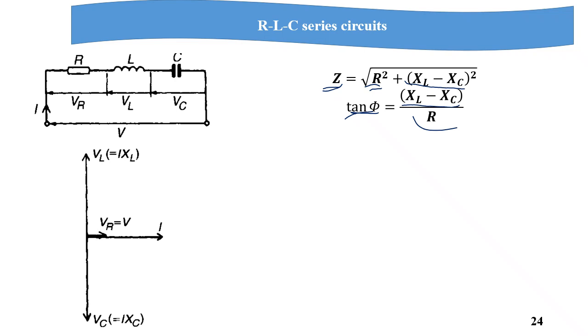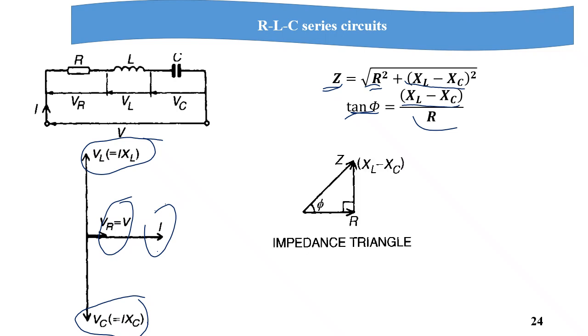We have the current and the voltage in the resistance in phase. The voltage in the coil leads the current by 90 degrees, and the voltage in the capacitor lags the current by 90 degrees. For the impedance, we have the real part, which is R, and the imaginary part, which is equal to XL minus XC, or the difference of X.